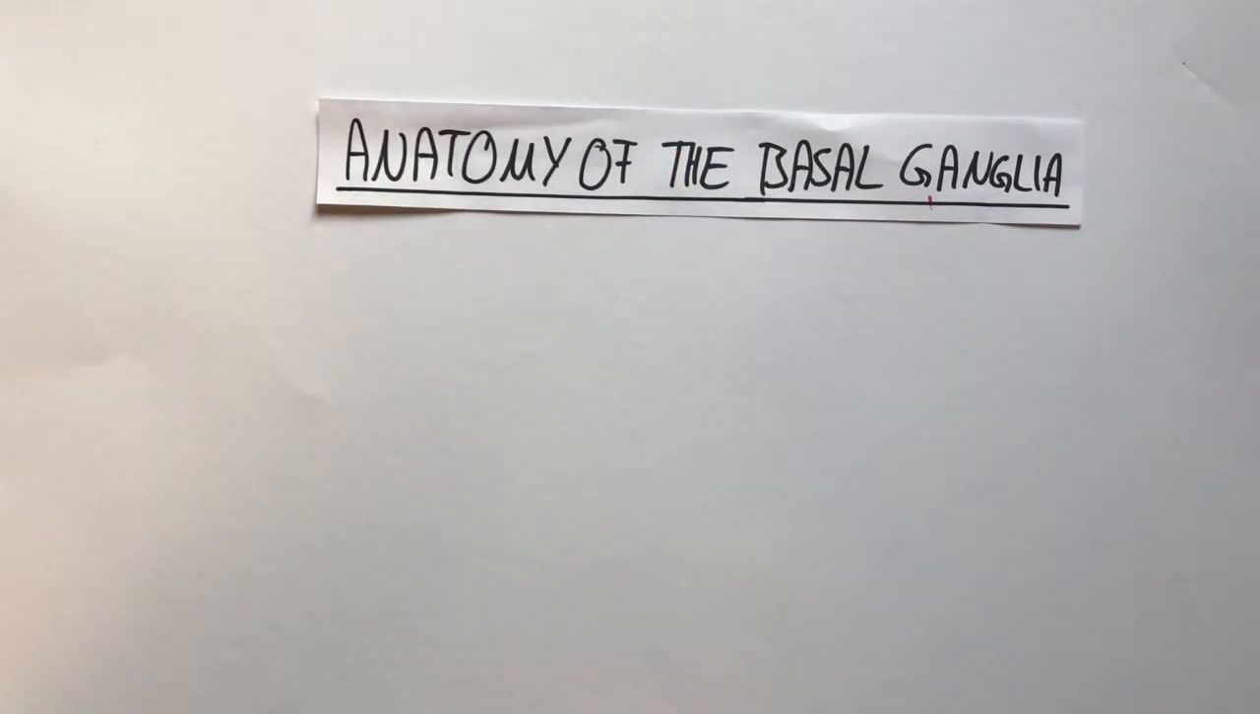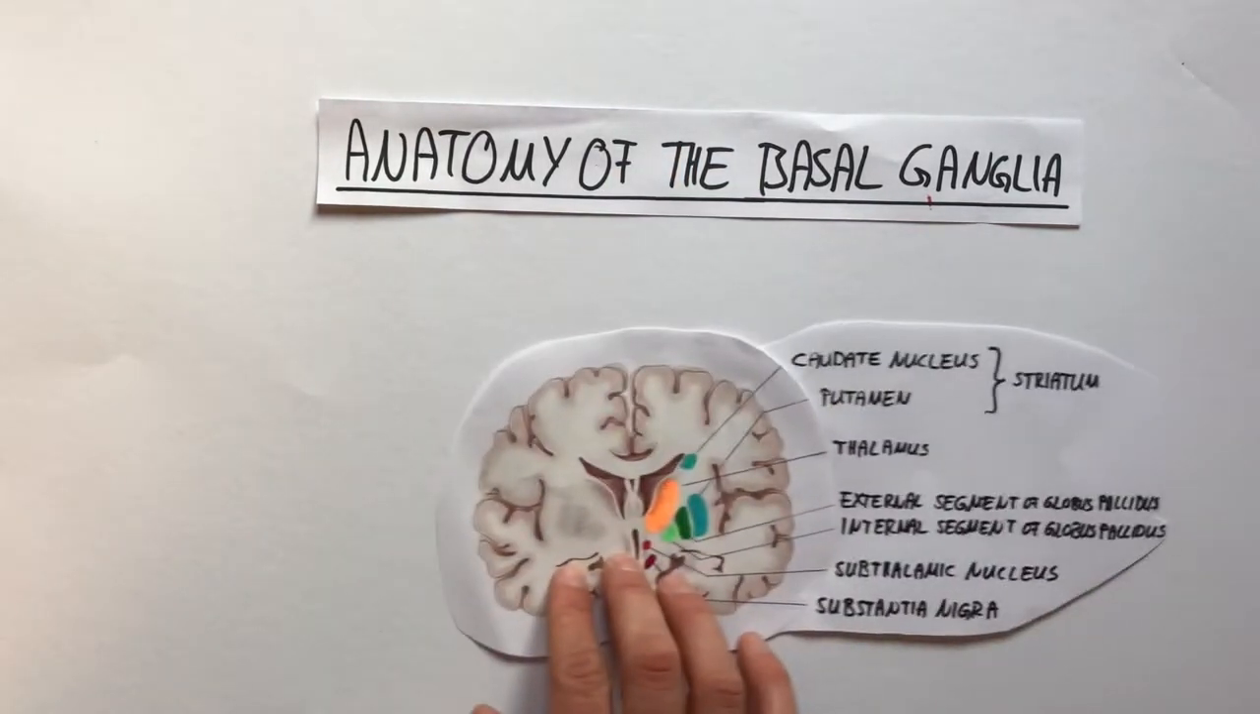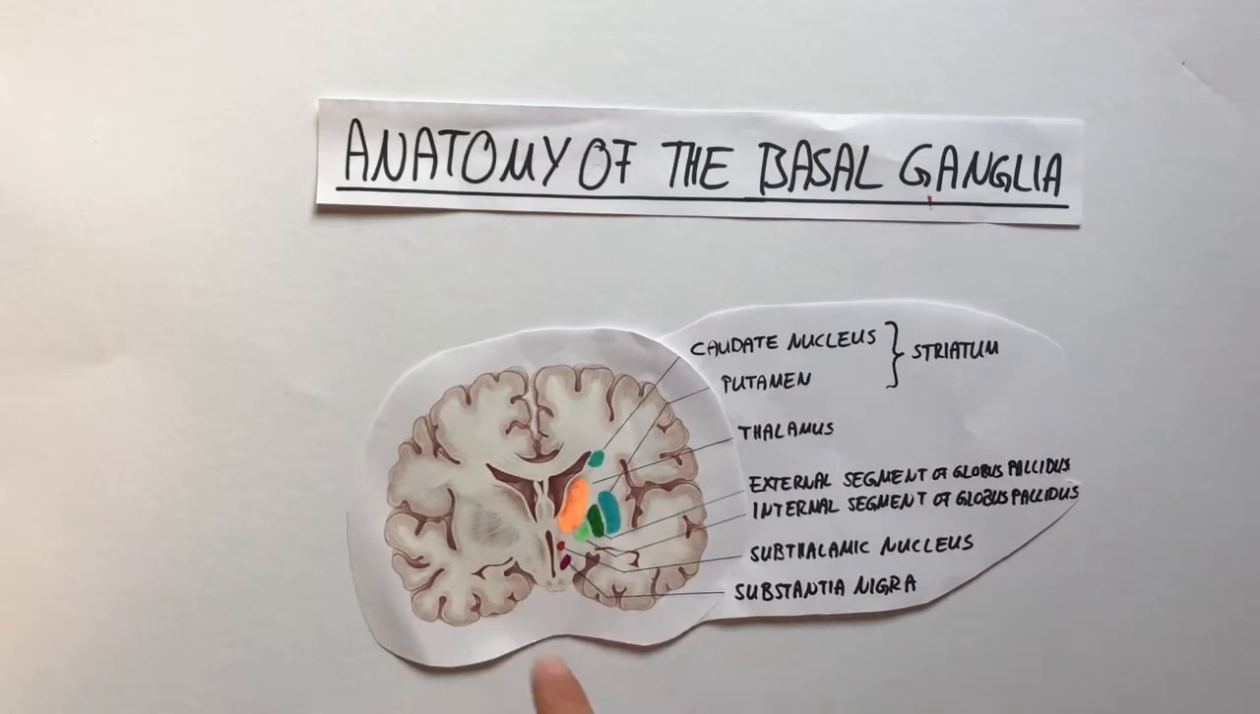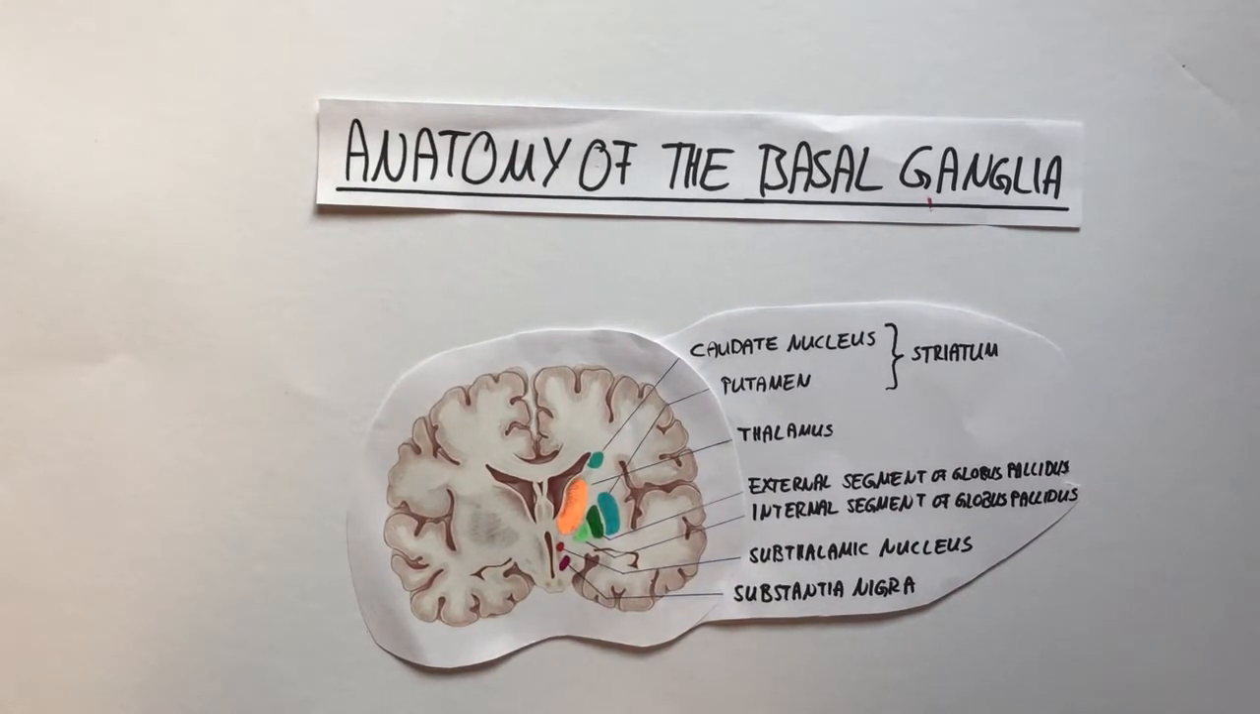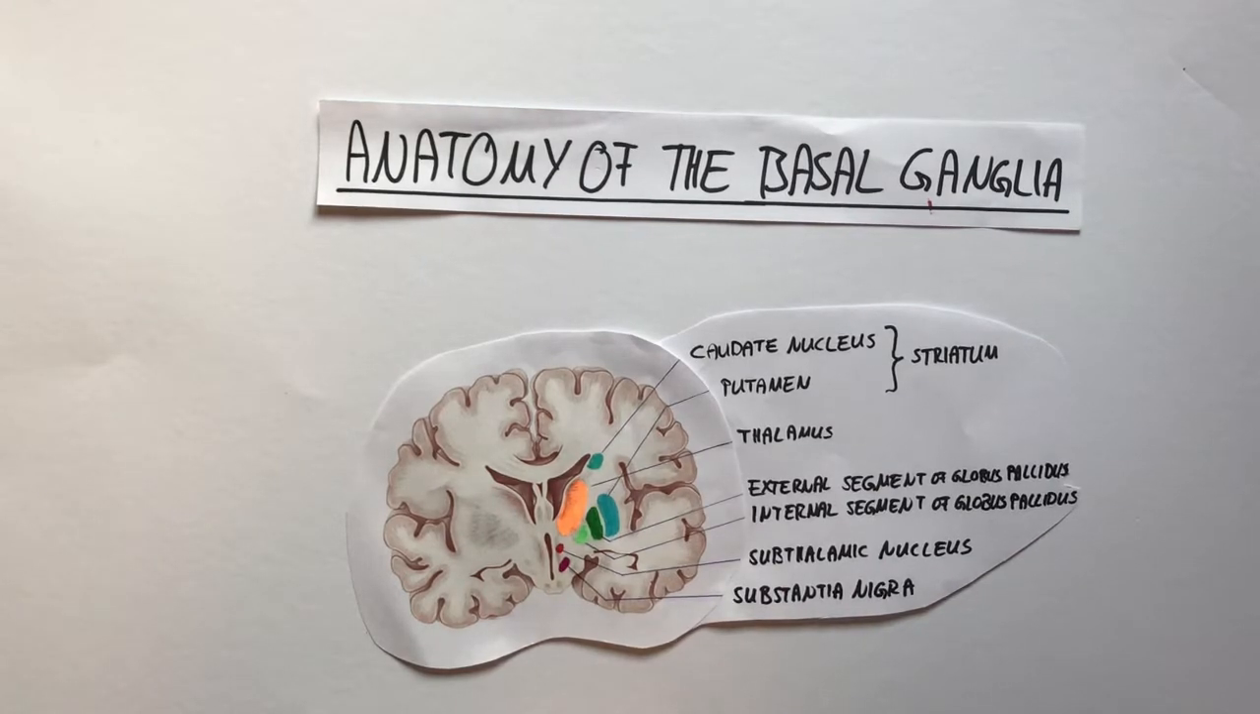We will now repeat the anatomy of the basal ganglia. What we can see here in light blue is the caudate nucleus and the putamen. Together they are summarized as the striatum. In orange we can see the thalamus. In dark green we can see the external segment of the globus pallidus, and in light green we can see the internal segment of the globus pallidus. In red below we can see the subthalamic nucleus, and in purple we can see the substantia nigra.